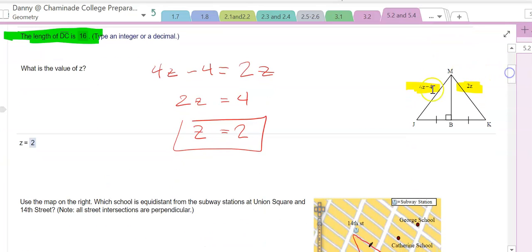This next one, we're going to be using that same theorem. So we have a right angle here. We have equal distance between JB and KB. Therefore, we can set these equal to each other and solve.